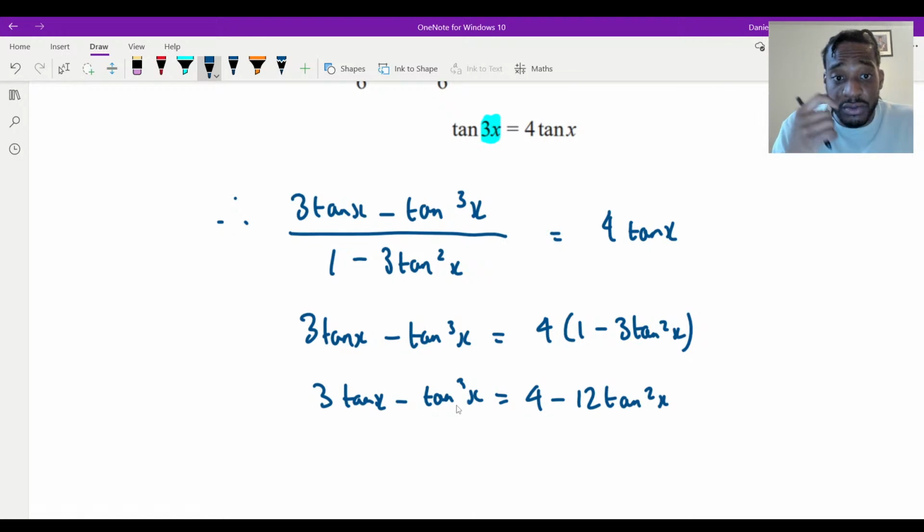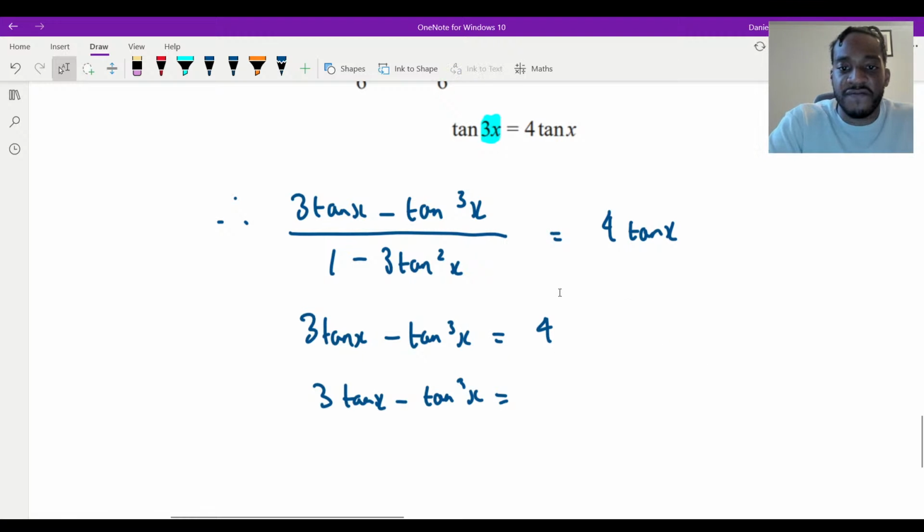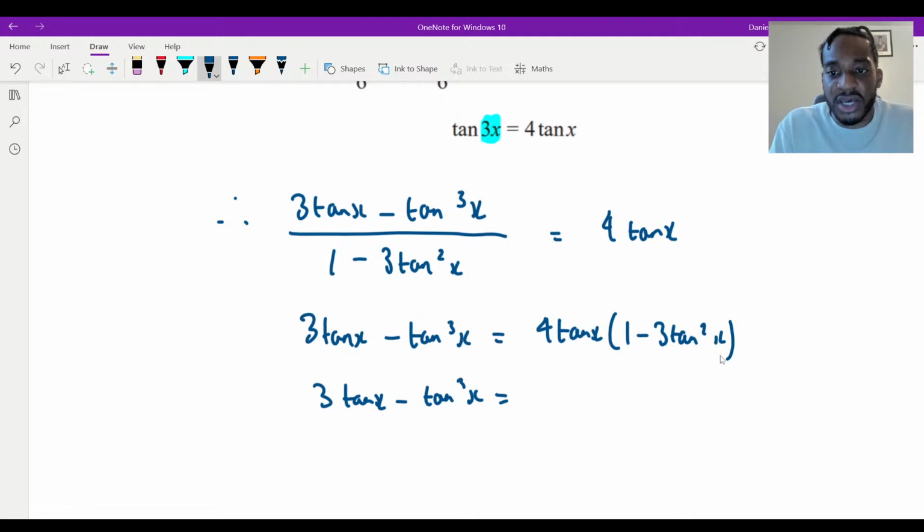And then what we can do, let me just make sure that this is all okay. Times by that, that's a 4. Oops, I forgot the tan x. Sorry about that. What's going on with me today? Apologies. Let me just move that there. That should be a 4 tan x, shouldn't it? Should be tan x here. And then that would be 1 minus 3 tan squared x. And now doing that, that's going to be 4 tan x minus 12 tan cubed x.